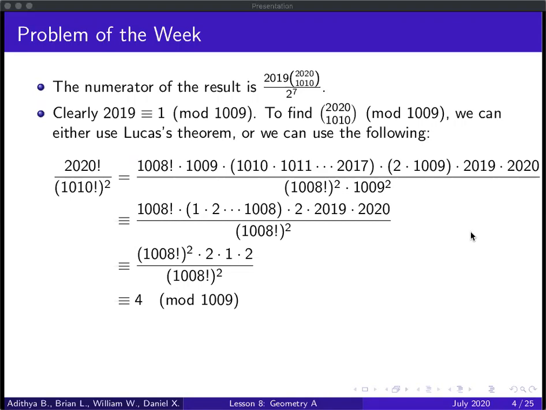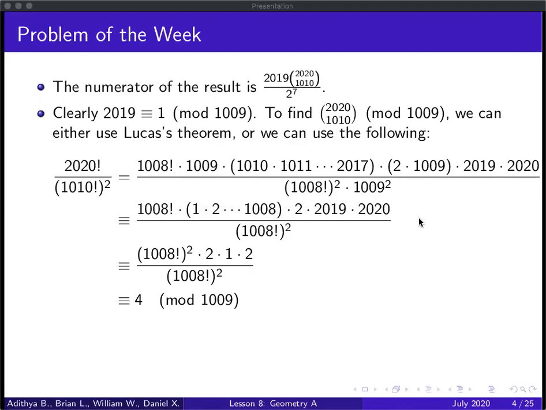So 2020 factorial is going to be the product of all numbers from 1 to 2020, and we can group them as such. We have 1008 factorial times 1009 times the product of 1010 through 2017, and then the product of the last 3 terms. The reason we do it like this is that we want to find it mod 1009.